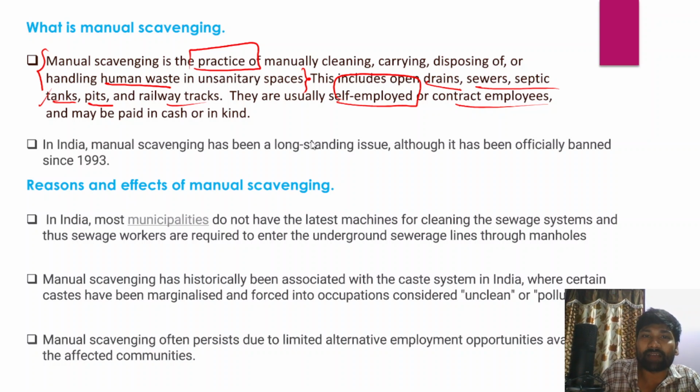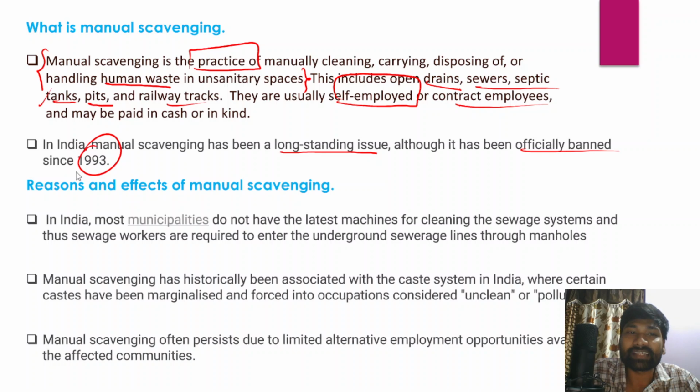And in India, manual scavenging has been a long-standing issue, although it has been officially banned since the year 1993. Now we'll understand some reasons and effects of manual scavenging in India. When we talk about the reasons, most municipalities or municipal corporations do not have the latest machines for cleaning the sewage system. They have not adopted any technology that would clean the sewage systems, so they substantially rely on traditional ways of cleaning these systems.